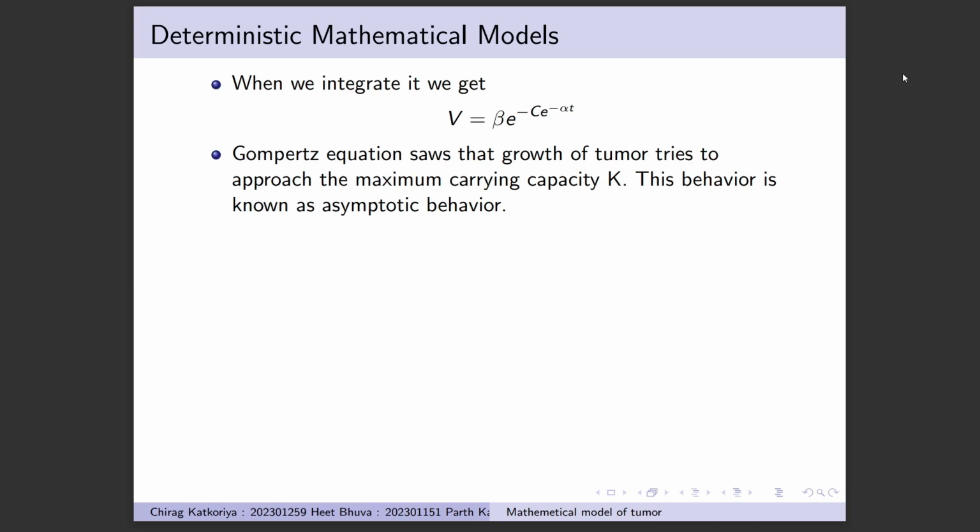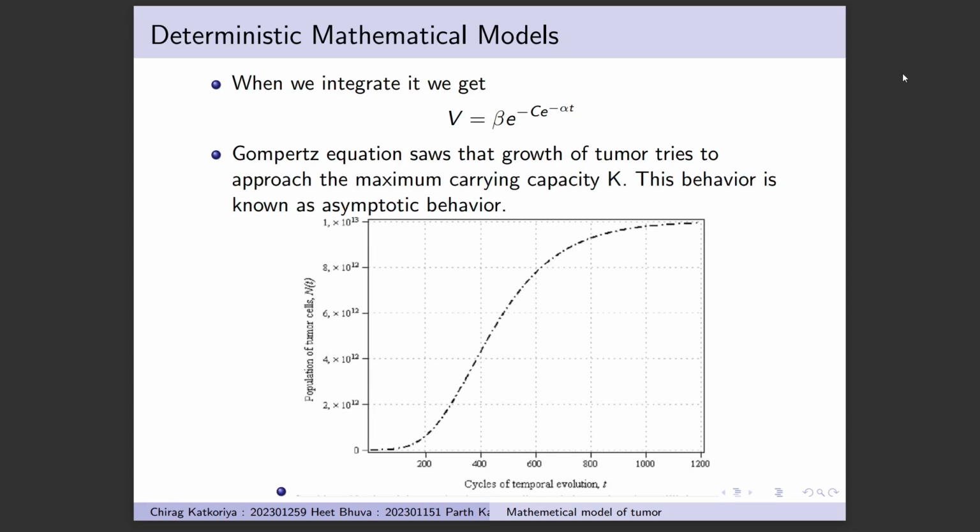Beta represents the maximum tumor volume at infinite time. So when t tends to infinity, the maximum volume the tumor can attain is beta. Let's say the maximum carrying capacity is k; this behavior is known as asymptotic behavior as well. C is the displacement of time along the horizontal axis, and the parameter alpha is the volumetric growth rate, or the constant growth rate. The point at which the growth rate reaches its maximum is known as the inflection point.